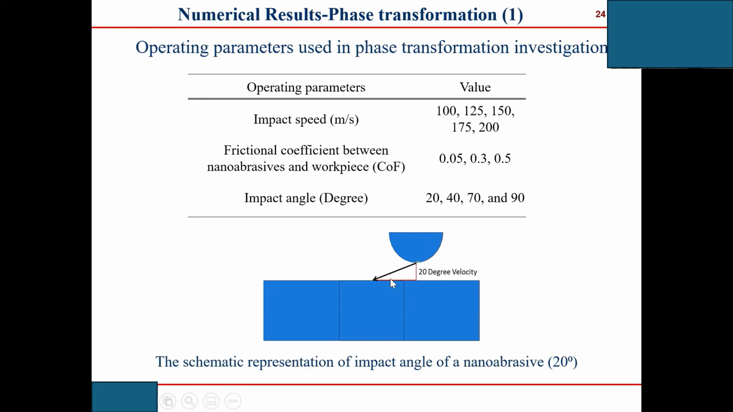This is the impact angle. This is 20 degrees. The impact angle is the angle formed by the vertical line and this direction, right? So this is the impact angle. So we try 20, 40, 70, and 90. 90 means that it is a vertical impact.